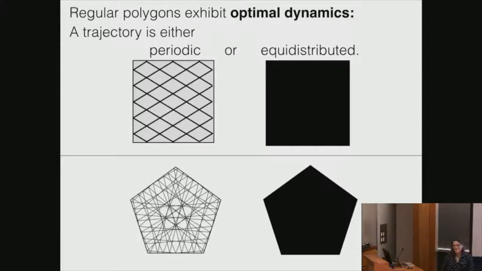Okay, so I'll just tell you, regular polygons like the square and the regular pentagon exhibit something called optimal dynamics, which is if you hit your ball in some direction, there's two options. It's either periodic or it's equidistributed. Equidistributed means it fills in the whole table evenly, equally distributed. So here's some examples for the square and here's some examples for the pentagon. We'll talk about that a bit more later.